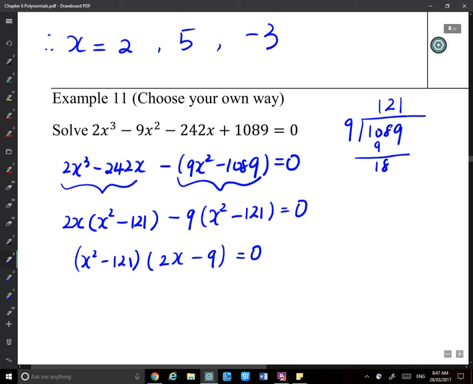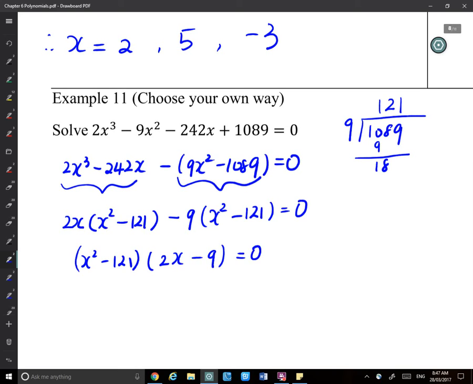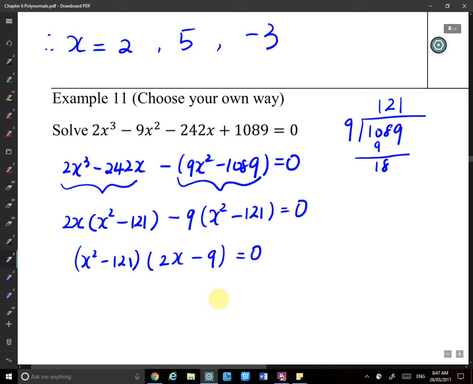What is 121? What's the factor for 121? 11 squared. Okay, 11 squared. So it's x squared minus 11 squared. So I will have x plus 11 and x minus 11. And I have 2x minus 9. And that equals to 0.